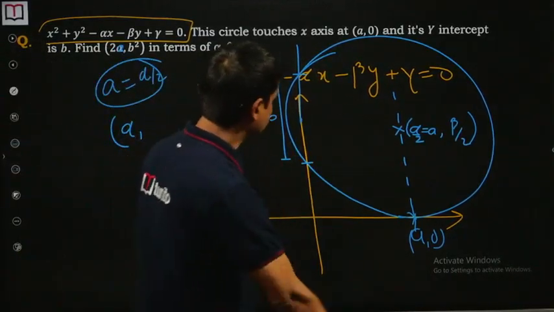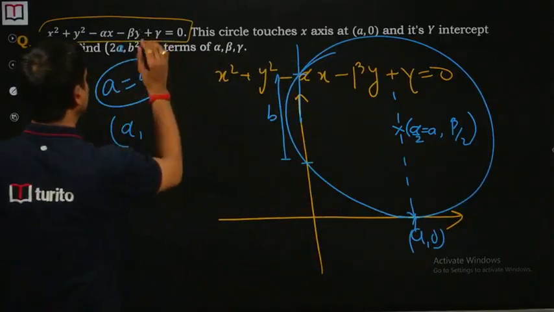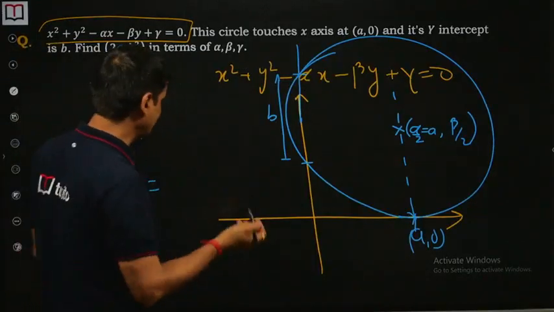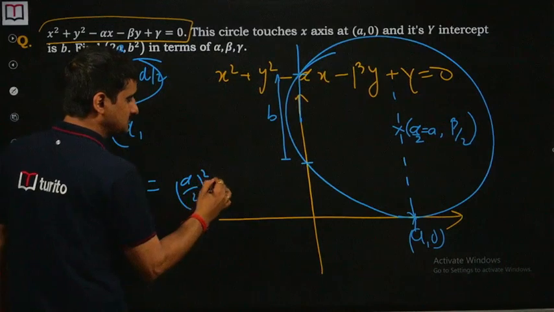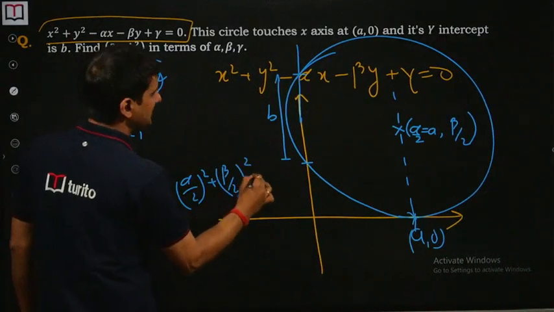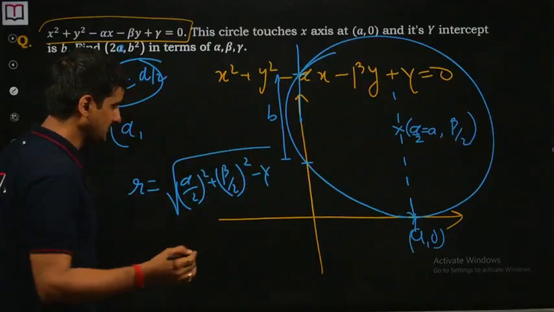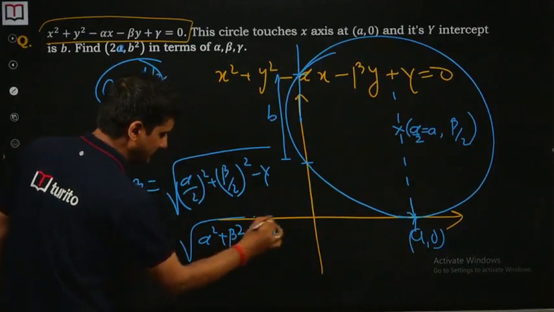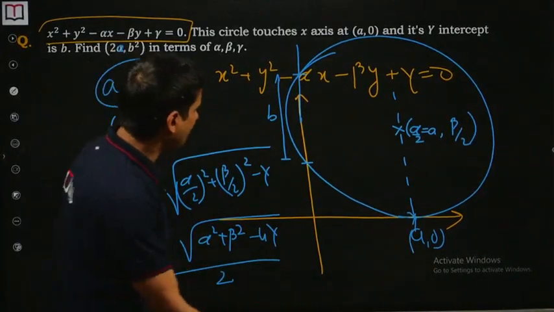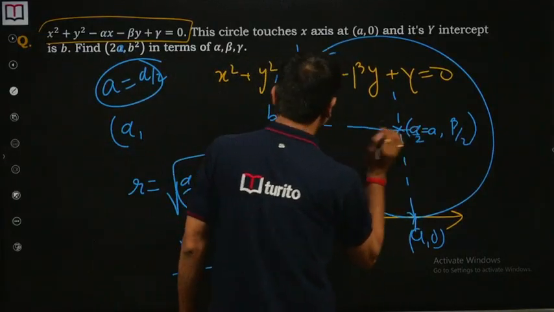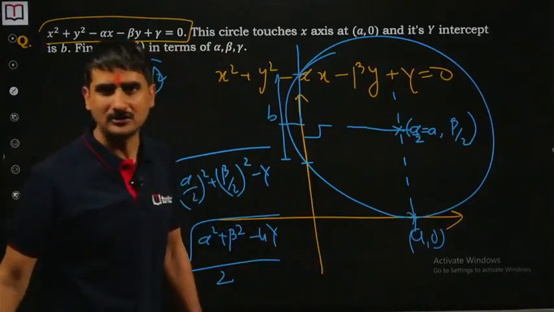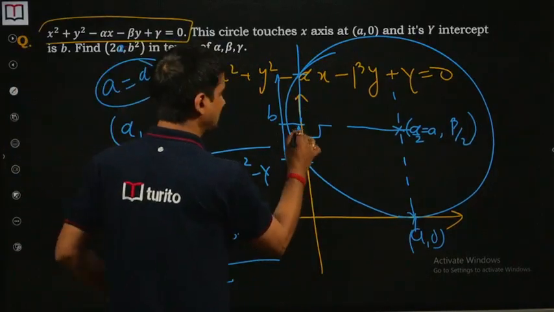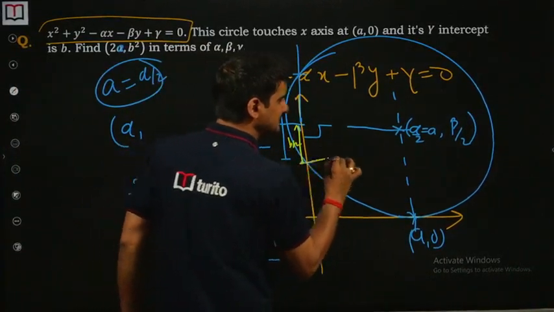Now we have to get b square. Now, what's the radius? The center is alpha by 2, beta by 2, so the radius is the square root of alpha by 2 whole square, g square plus f square minus c. So alpha square plus beta square minus 4 gamma, by 2, is the radius. Now why am I asking it? Because if I draw a perpendicular from the center to the chord, it bisects the chord. So this length is nothing but b by 2 here, and that's the radius.